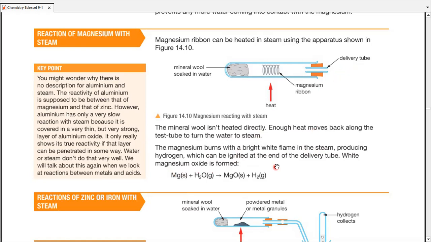So white magnesium oxide is formed, and this time it's different. Now remember, I wrote magnesium hydroxide previously with the reaction of cold water. So this time, definitely the product is different.